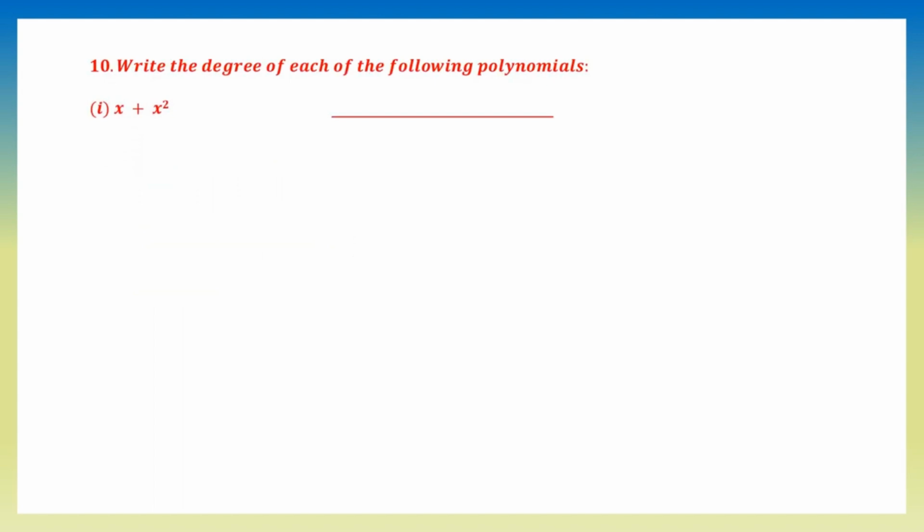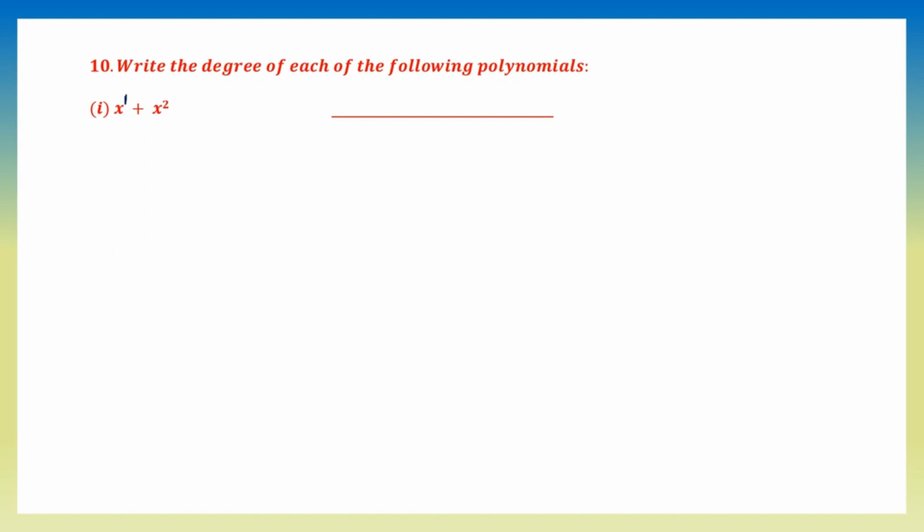Question 10. Now here we've been asked to write the degree of each of the following polynomials. So we have different polynomials given. Now, if you look, there's only x here, isn't it? So these are polynomials with only one variable. There's only one variable x. So here, to find the degree, we have to look at the powers. So if you look at the first term x here, there's only 1. The power is 1. It's raised to 1. Whereas the second one, it's raised to 2.